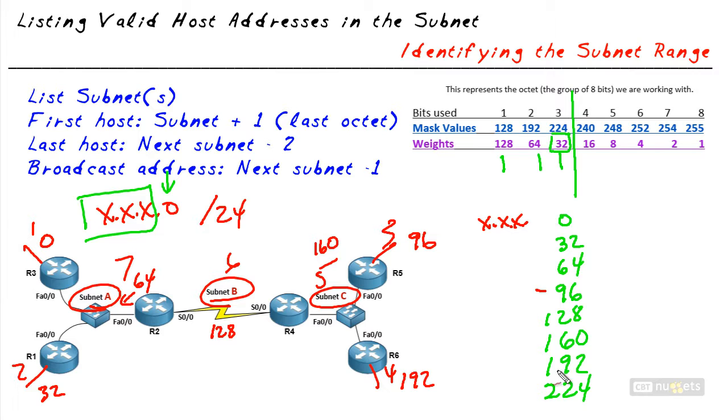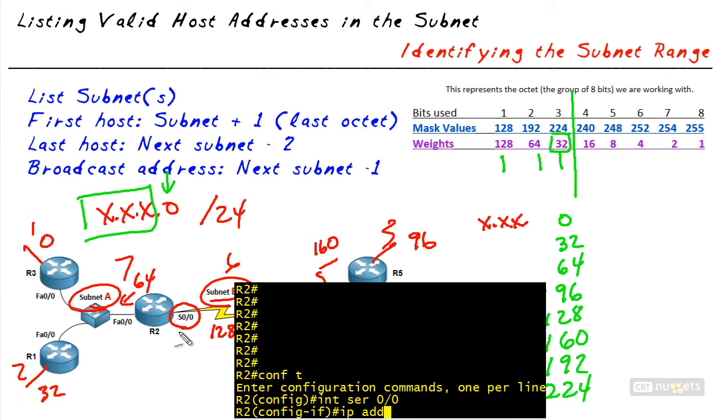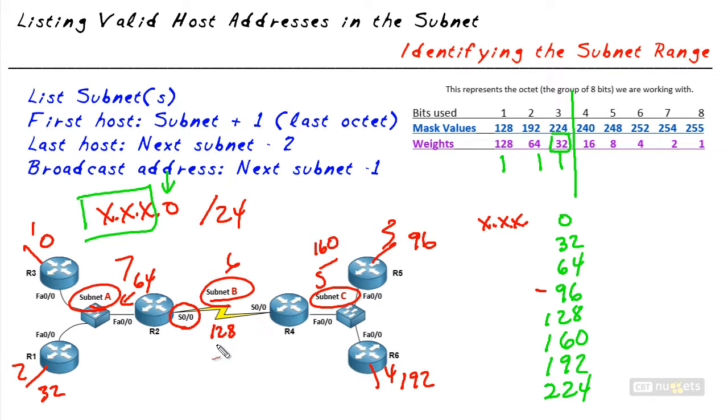So let's say we've identified these subnets, we know where we're going to put them, and we want to go and configure an interface. For example, let's take a look at serial 0/0 on router 2. We go into interface configuration mode, we want to configure the actual IP address, and then we realize, oh my goodness, what are the valid IP addresses that are on subnet 128? And the focus of this video is to walk you through the very straightforward process of identifying exactly what the valid IP addresses are for subnet 128. And the process is right here.